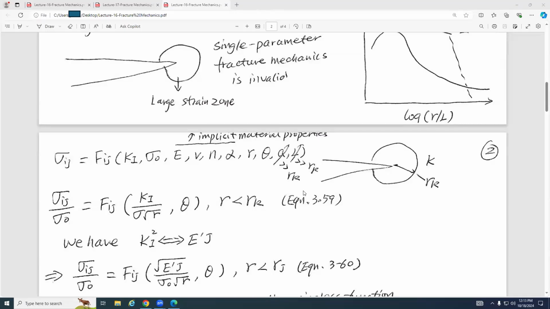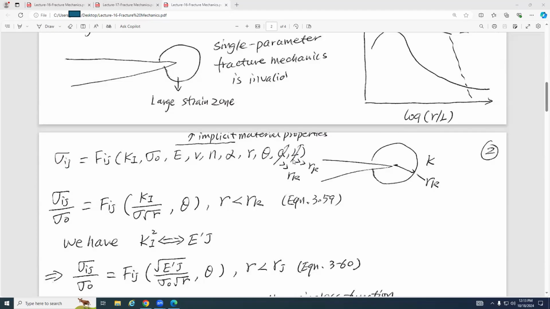Question. What is alpha again? Alpha is a dimensionless factor. A is the crack length. L is a characteristic length, usually the ligament length.